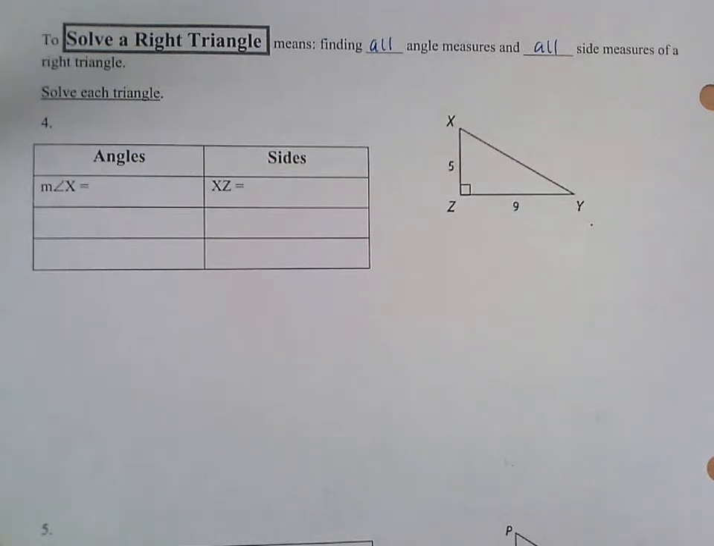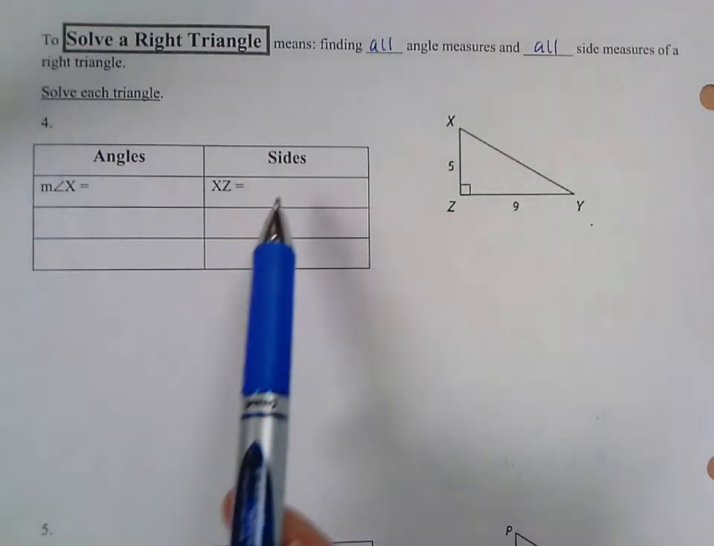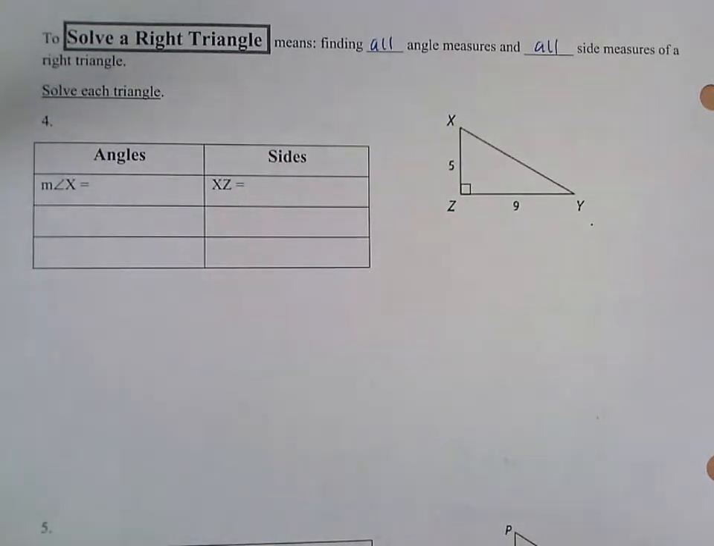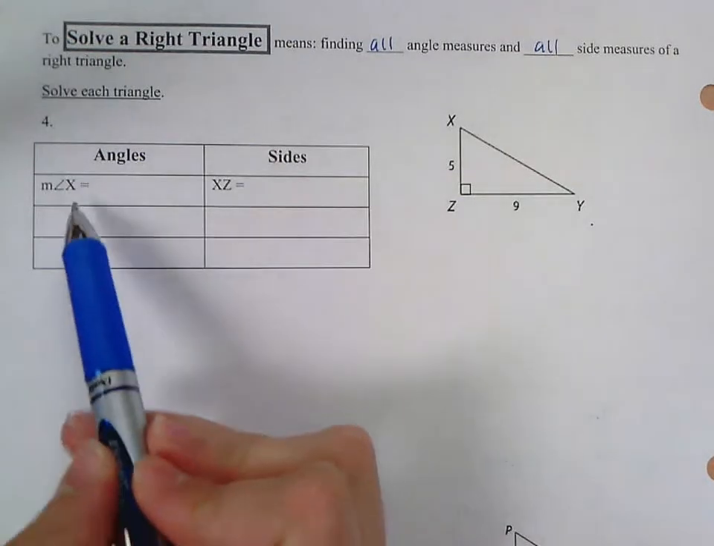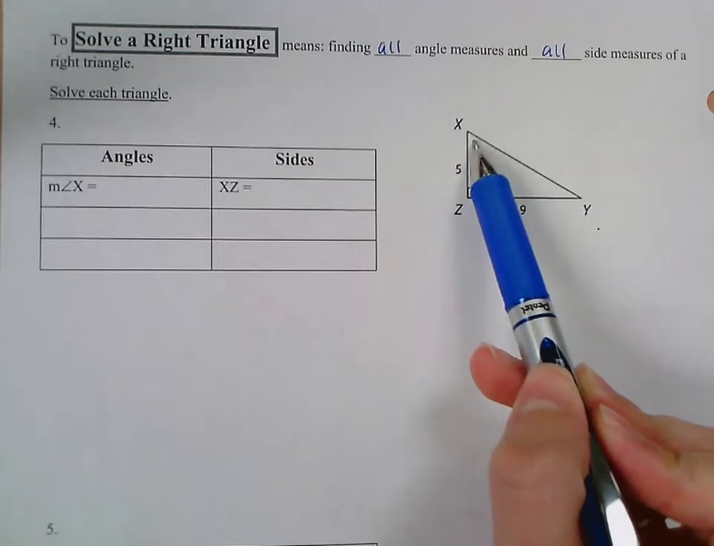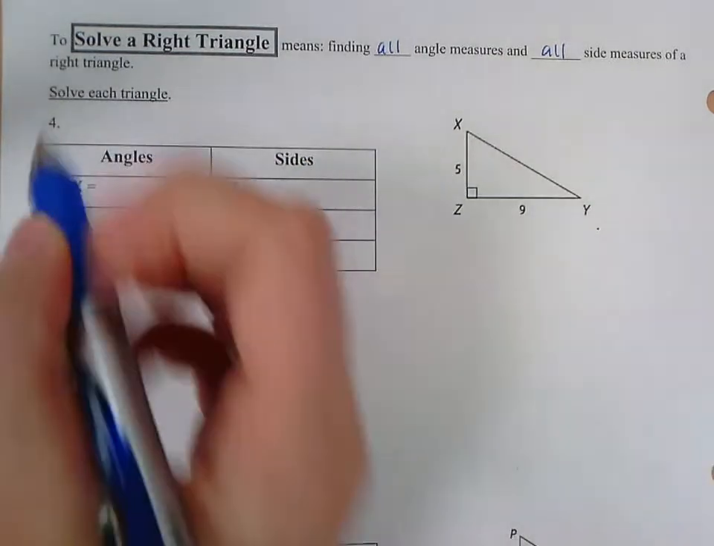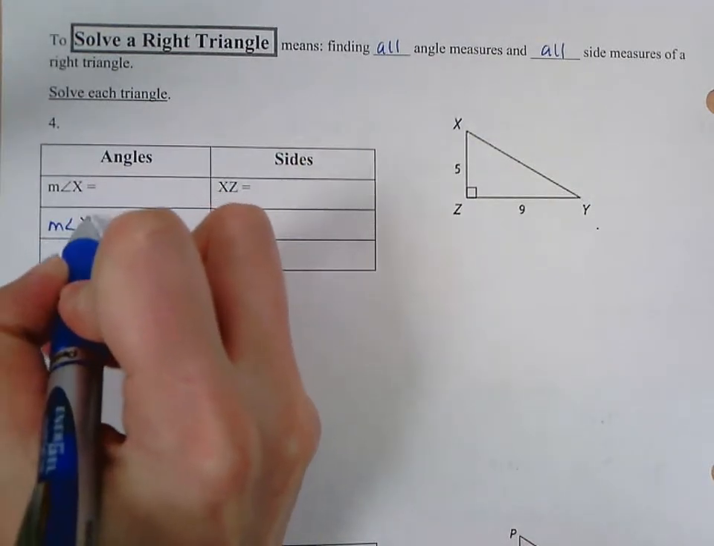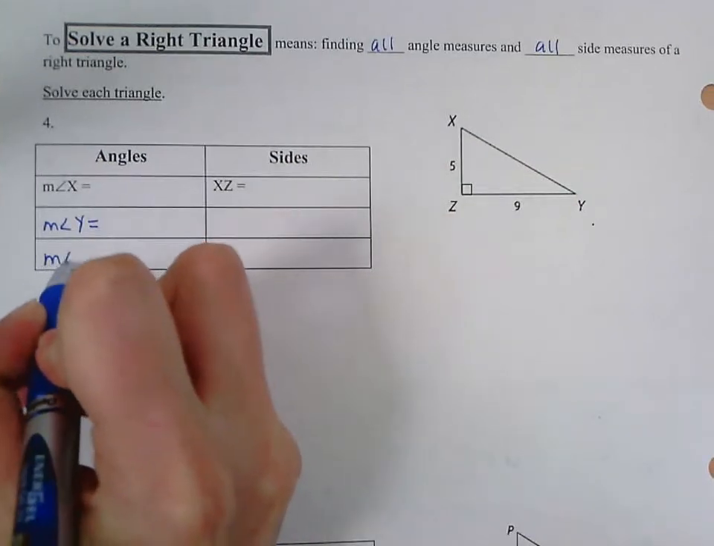Right, I need your attention up here, please. So notice I have it laid out on here right now. That means you're finding 6 things. There's 6 answers to one of these problems because every triangle has 3 angles and 3 side lengths. So some of this is already given to you. So angles, we're going to be trying to find the measure of angle X. We are also going to be finding the measure of angle Y and the measure of angle Z.